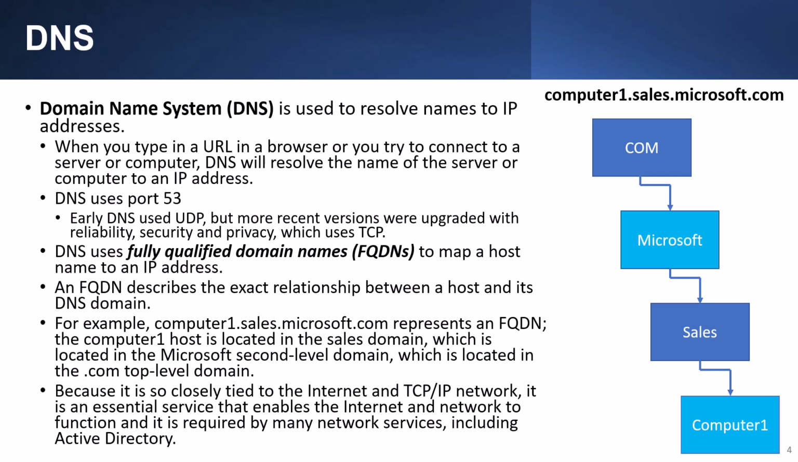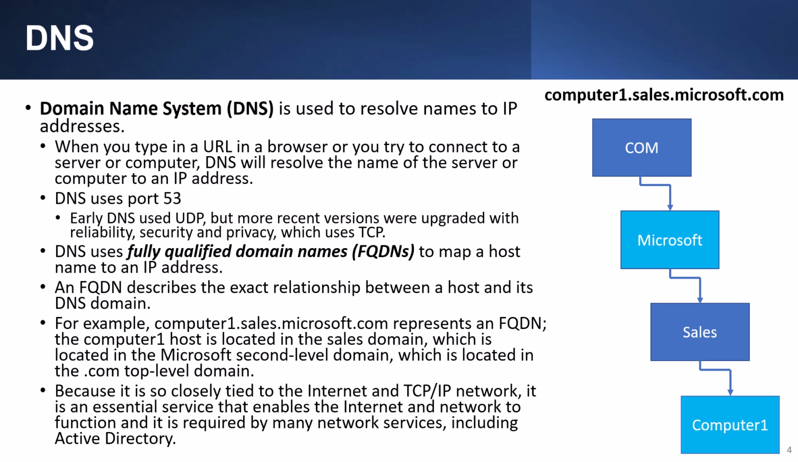Domain Name System, or DNS, is used to resolve names to IP addresses. When you type in a URL in the browser, or you try to connect to a server or computer, DNS will resolve the name of the server or computer to an IP address. DNS uses port 53. Early DNS used UDP, but more recent versions were upgraded with reliability, security, and privacy, which uses TCP. DNS uses fully qualified domain names, or FQDNs, to map a host name to an IP address. An FQDN describes the exact relationship between a host and its DNS domain.